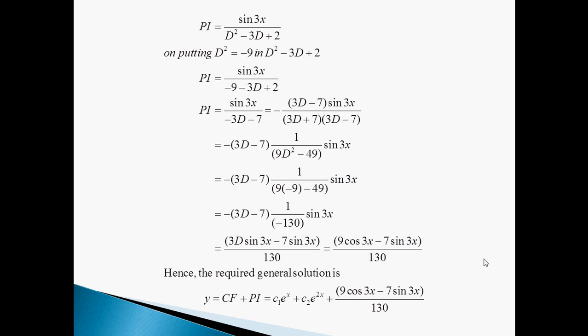The meaning of D is differentiation. So the differentiation of sine x is cos x, and the differentiation of sine 3x is 3 cos 3x. So the particular integral is equal to (9 cos 3x minus 7 sine 3x) upon 130. Hence the required general solution is y equal to complementary function plus particular integral, which is equal to c1 e to the power x plus c2 e to the power 2x plus (9 cos 3x minus 7 sine 3x) upon 130.